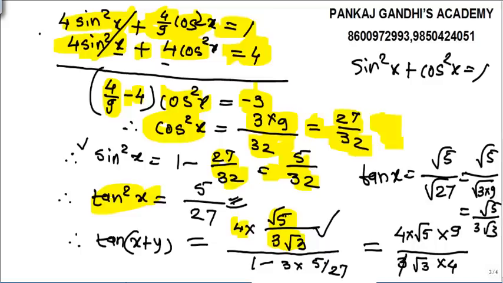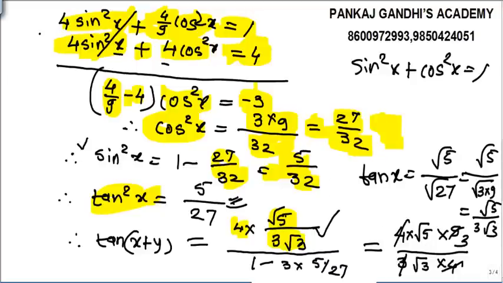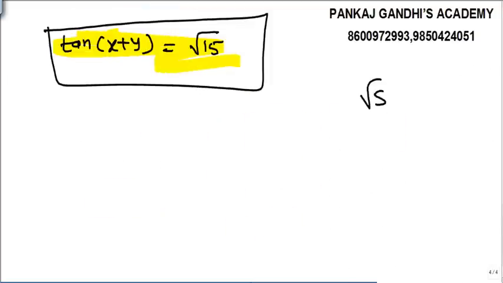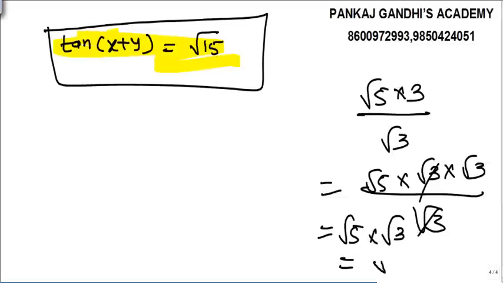And here also this 3 will get cancelled, with this 4 and 3, root 5 upon root 3. So root 5 into 3 upon root 3. This root 5 into root 3 I can write divided by this root 3. So the 3 will get cancelled. It will come as root 5 into root 3, and we can write this as under root of 15. So that's why this is the answer.